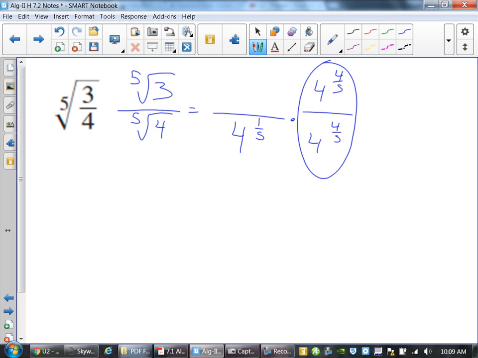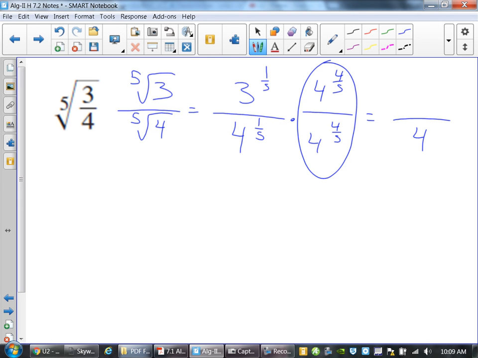Because now that you multiply across, you have 4 to the 1/5 times 4 to the 4/5, same base, different exponents, add them. What's 1/5 plus 4/5? 5/5, otherwise known as 1. I get 4 there. Okay. Numerator, I still have 3 to the 1/5.